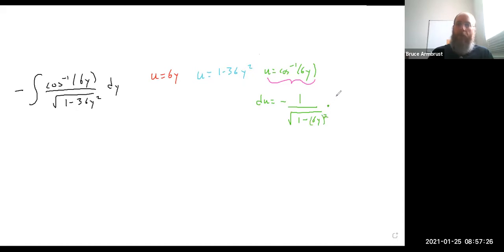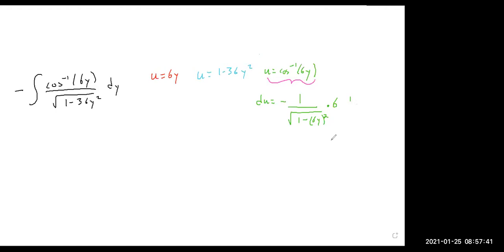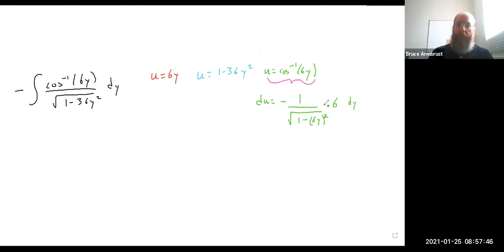But then I need to multiply by a 6. Why is this 6 in here? Chain rule? Yeah, it's exactly it. It's a chain rule. I'm differentiating the inner function, so there's a 6. So notice that almost all of this stuff is over here. I need a minus sign. There's my minus sign. I need a square root of 1 minus, well, if I square that, 36y squared. Okay, that's that.